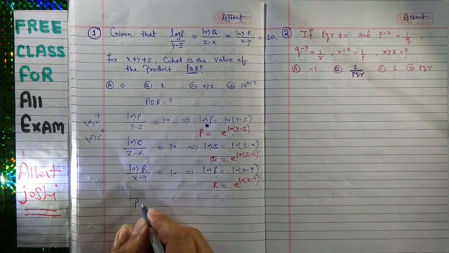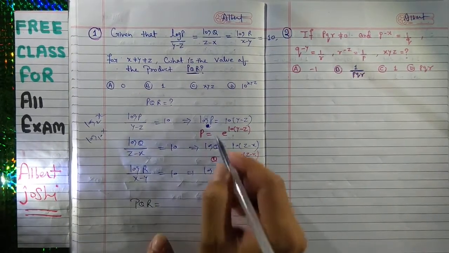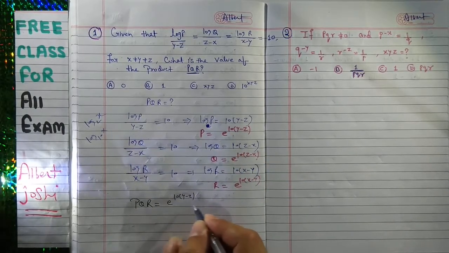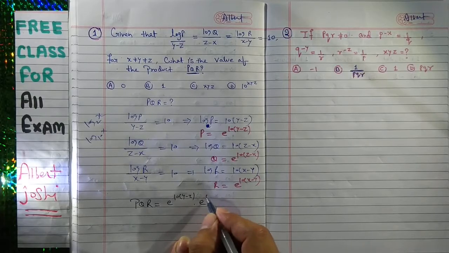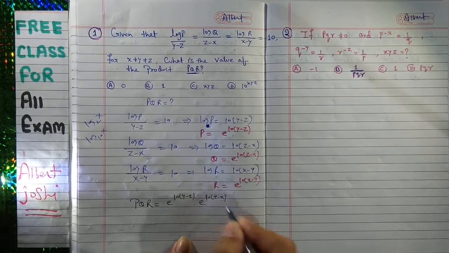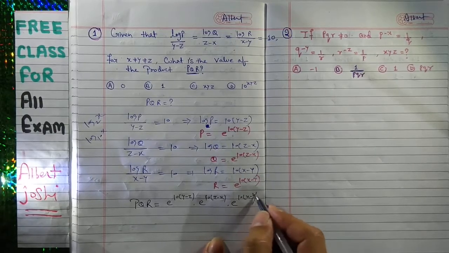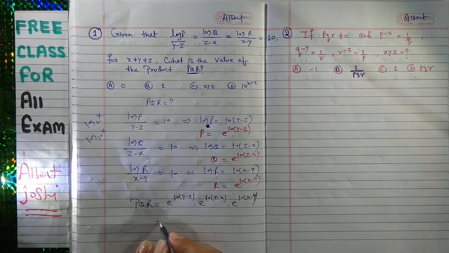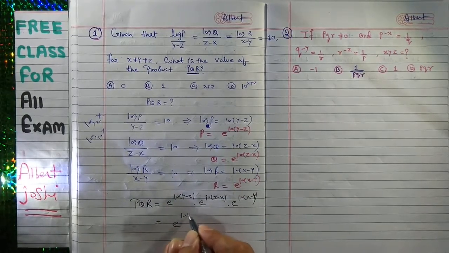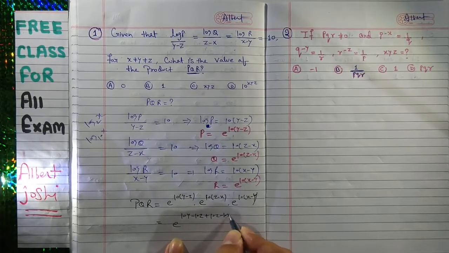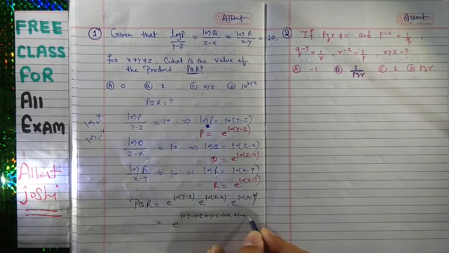You will write pqr is equal to, the value of p is e to the power 10y minus z, this e to the power 10z minus x, and e to the power 10x minus y. And you know that in multiplication you will add everything. So e to the power 10y minus 10z plus 10z minus 10x plus 10x minus 10y.